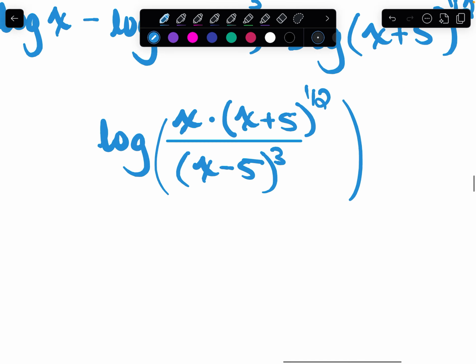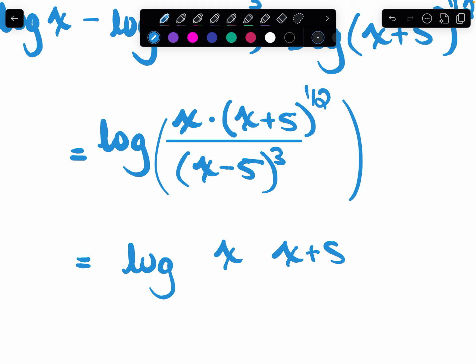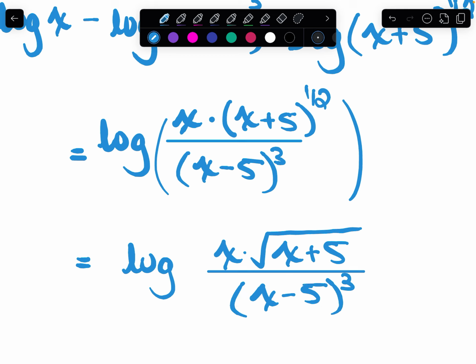It is possible that x plus 5, remember a 1/2 power is just a square root. So if you wanted to write it this way, it is the same thing. But there's really not a reason to, unless you just think it's prettier. I don't. So we're here.